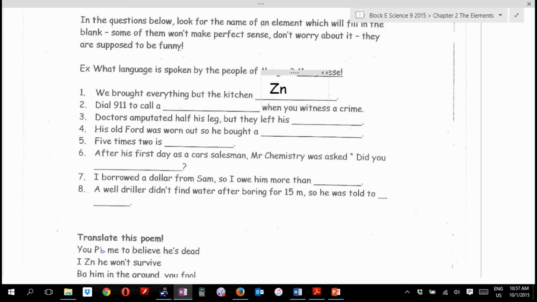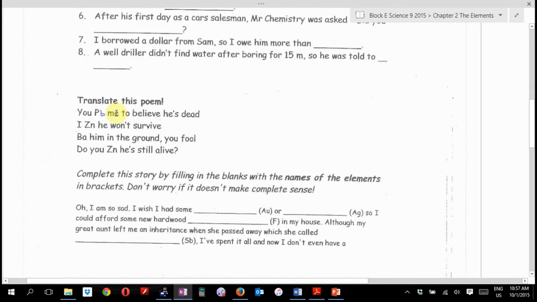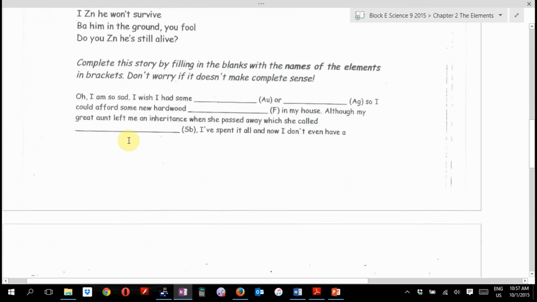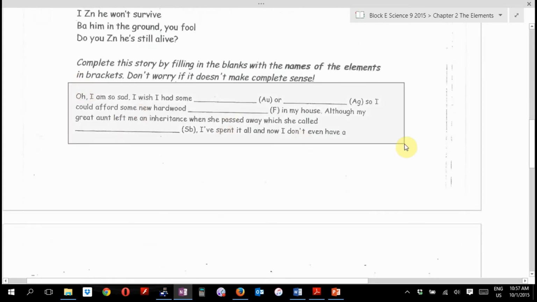I'm not marking these right or wrong. These are brain teasers that I want to talk about after your test next week on Thursday. Okay? So try numbers 1 to 8. Then translate this poem. Hey, what was PB? You led me to believe he's dead. You can get the words and come up with a little poem here. It's bad. Okay? Then you can complete this story by filling in the blanks.